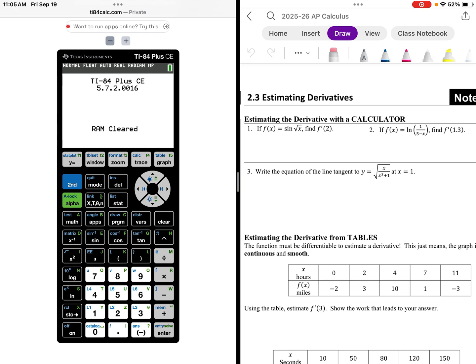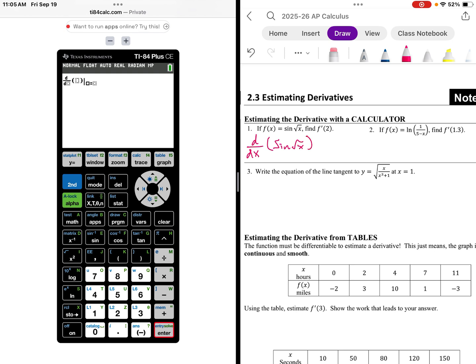So on the calculator, we're going to press math, and go down to option number 8, where it says nDeriv. This is what I want you to practice writing as we show our work here. I want you to practice writing the code. So d/dx: we're going to take the derivative of our function with respect to x. Inside the parenthesis has to be the entire function you're dealing with. So with that in mind, we're going to have sine square root of x.